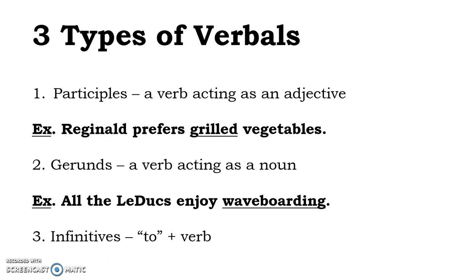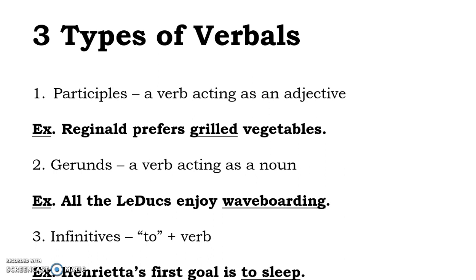Gerunds. All the Ledukes enjoy waveboarding. Here, waveboard is a verb that now is turned into a noun. We see that it's the direct object of the sentence, in fact. What is it that all the Ledukes enjoy? Waveboarding.